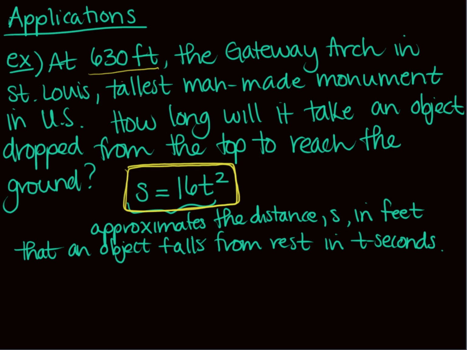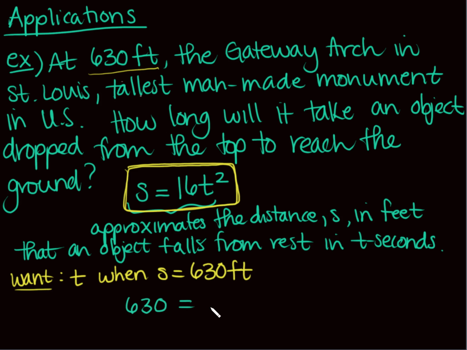the ground? A lot of times what I like to do is put down what I want. I want to know t, and what is given. S, what is given? Given is the height from which we are dropping this object. If I know what I want and I know what I'm given, then I can plug this in. So that means I'm just going to do 630 equals 16t squared. I want to plug in the 630 for S because S is not time, S is height.